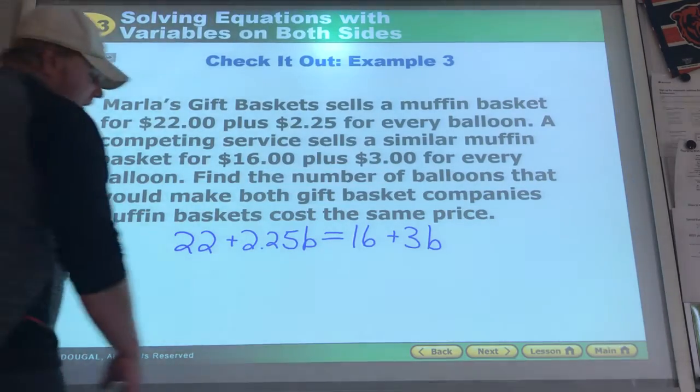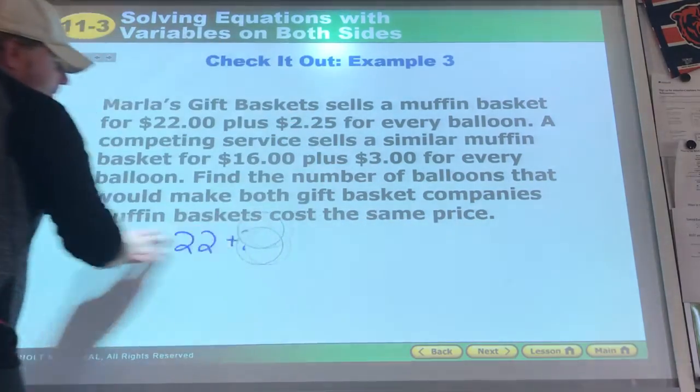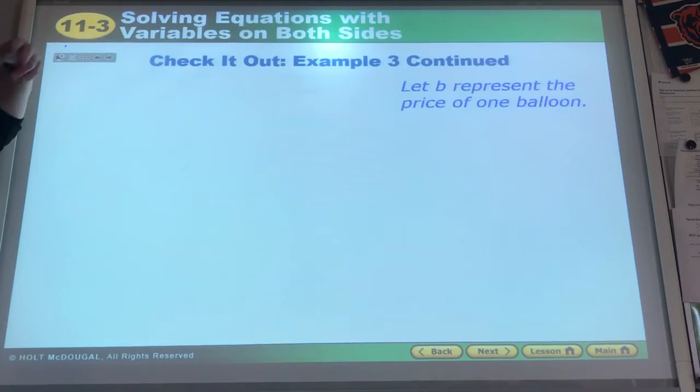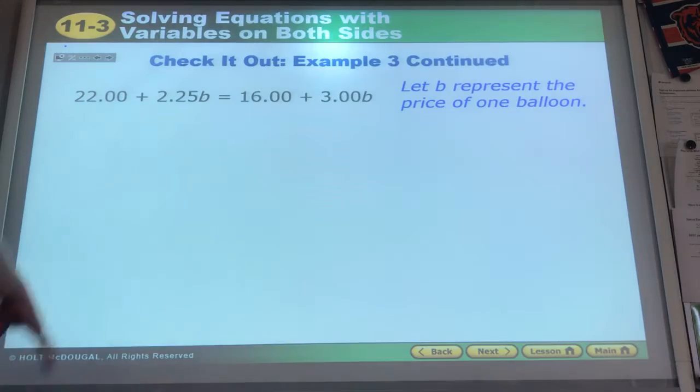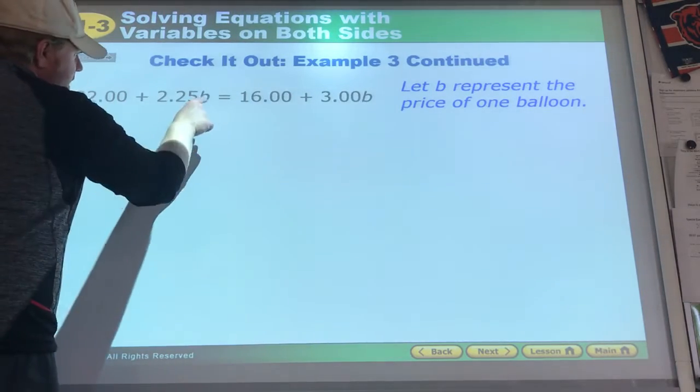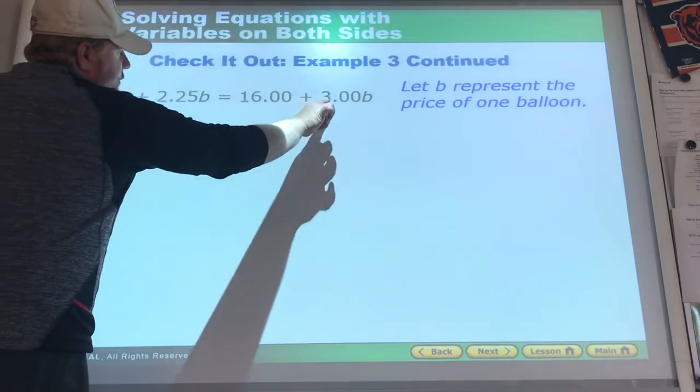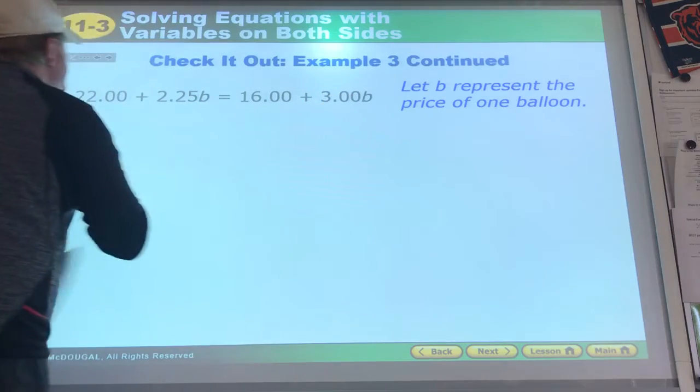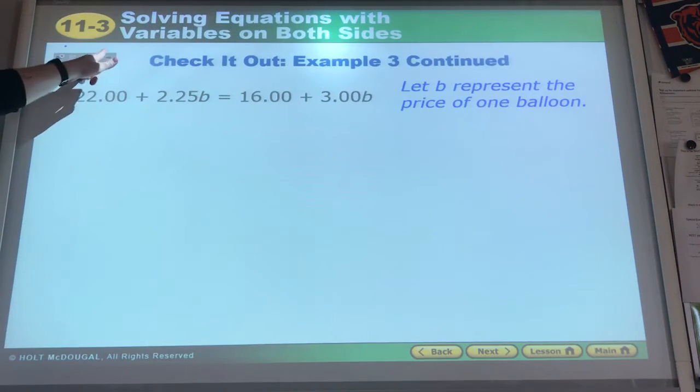All right. They write it out so much better, we'll let them copy our equation. Maybe on the next one, you try to set up the equation on your own. So there's the 22 plus the 2.25B, because B is the number of balloons. 16 plus the 3, they left the 2 zeros in there, B. We don't have to, but we can.